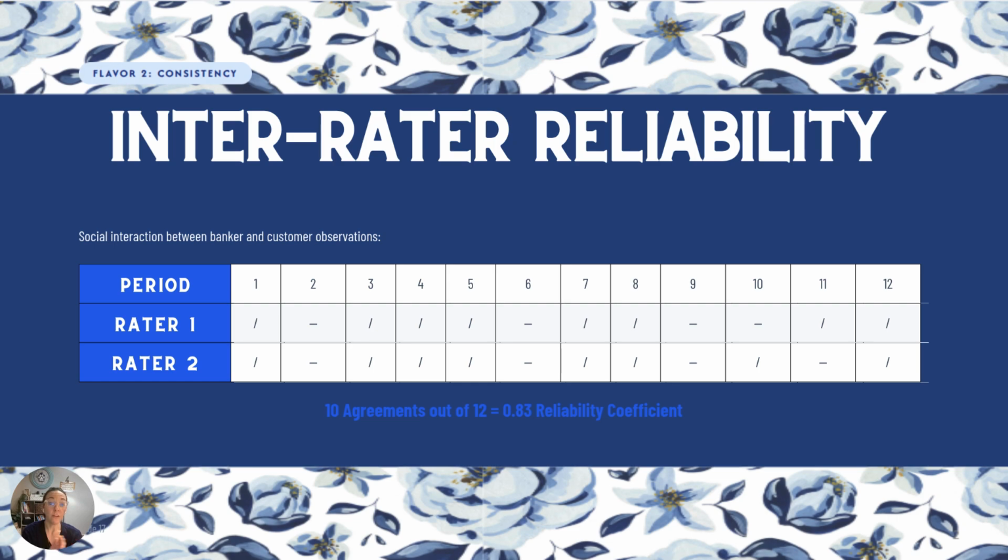So for a total of 12 periods, there are 7 where both raters agreed that that happened. Do you see? Like for 1, 3, 4, 5, 7, 8, and 12. There's 7 times where they both agreed that that happened. There's 3 where they agreed the banker did not, for a total of 10 agreements. So there's 10 agreements and 2 disagreements, okay?